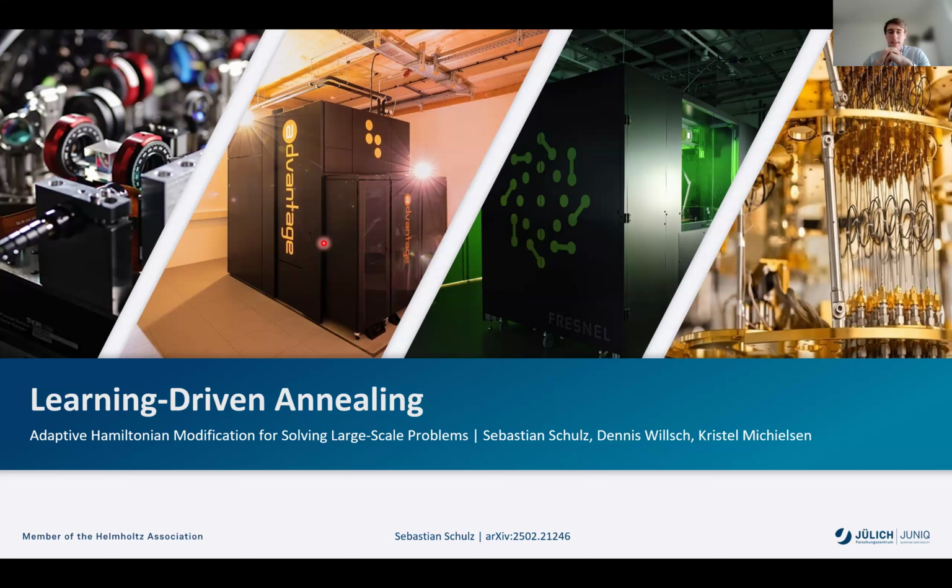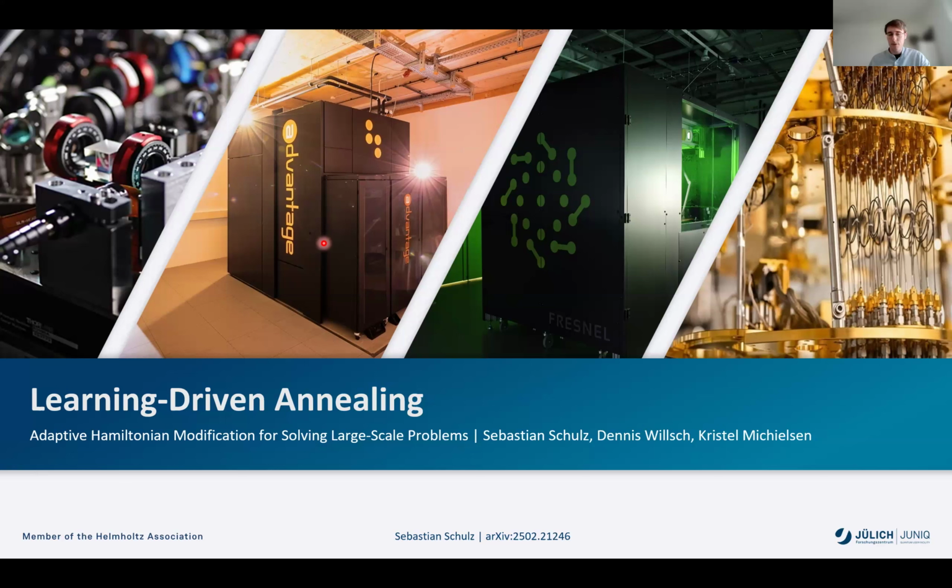The problem that we usually have is that these machines typically fail to find the ground state for such large optimization problems and only give us approximate solutions, because the annealing times that we can choose are way too small for the large problem sizes. With learning-driven annealing, we overcome this limitation, this bottleneck of short annealing times, by stitching together multiple short annealing runs into a global annealing evolution.